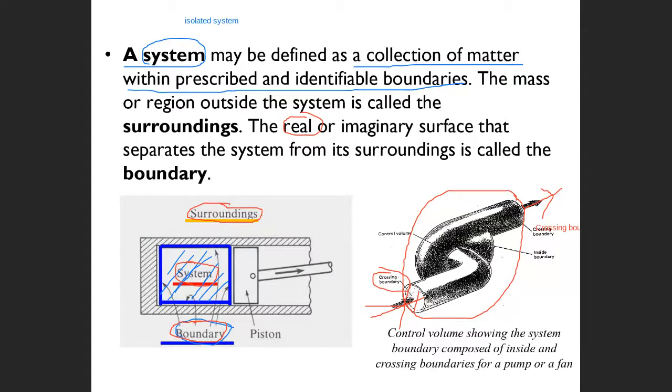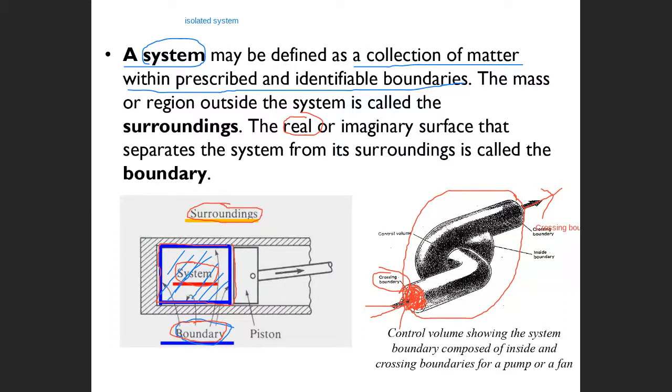Therefore, a system has its boundary. The boundary can be a real surface, or it can be an imaginary surface. These are imaginary surface boundaries. In the future, when we study any heat engines, for each component we work on, we have to identify what the system is.